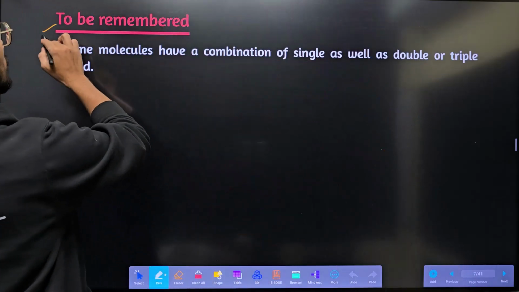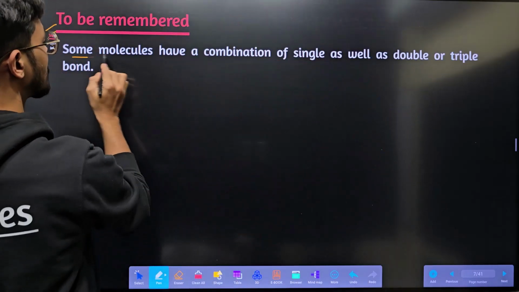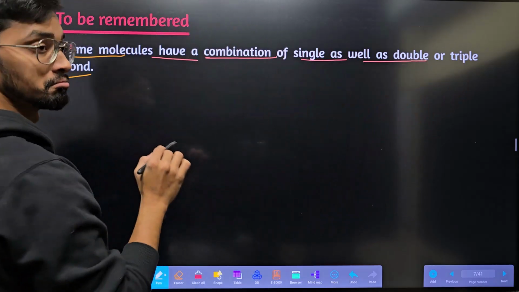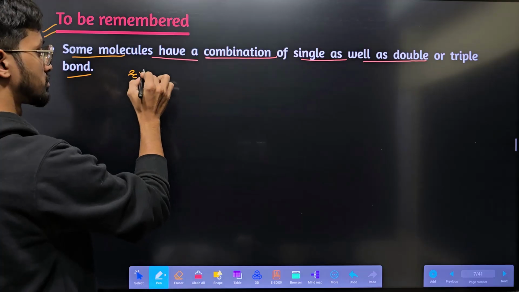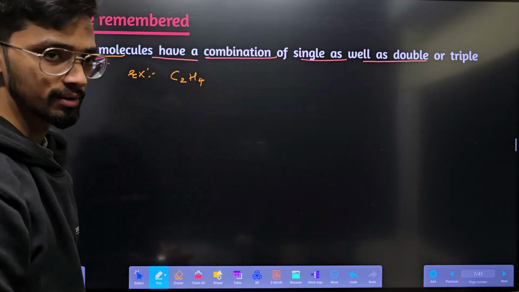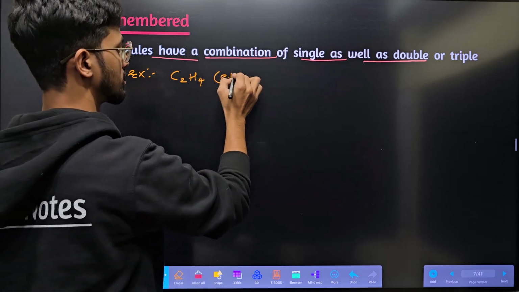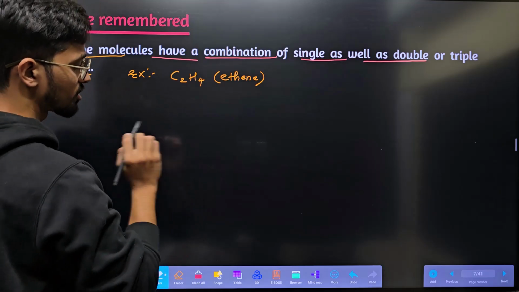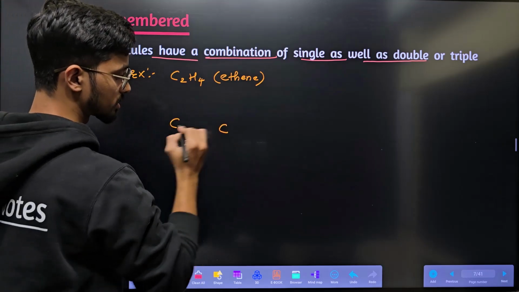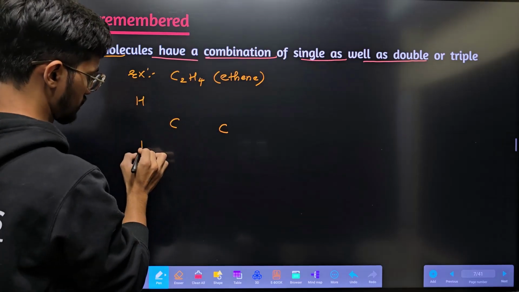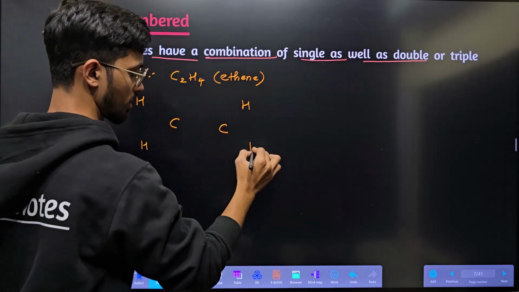Next, what should we remember? Some molecules have a combination of single as well as double or triple bonds. Let us see, for example, C2H4. It is nothing but ethene. If we talk about ethene, we have 2 carbons and 4 hydrogens.